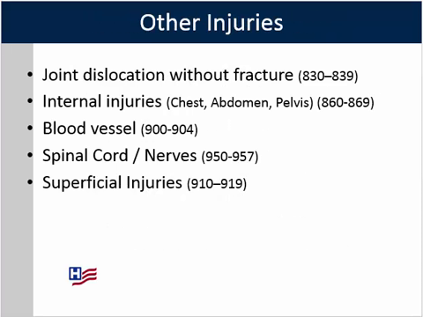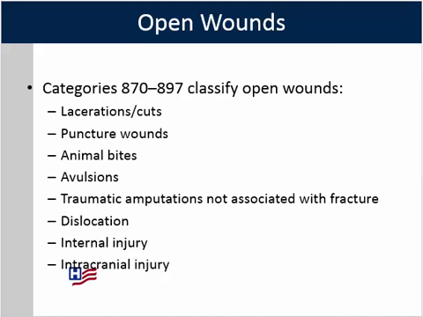Here are some other injuries that are encountered. Dislocation associated with fracture are included in the fracture codes. When a primary injury results in minor damage to peripheral nerves or blood vessels, the primary injury is sequenced first. Superficial injuries include things such as blisters, abrasions, and friction burns. Open wounds such as lacerations, puncture wounds, cuts, animal bites, avulsions, and traumatic amputations that are not associated with another injury are classified in categories 870 to 897.